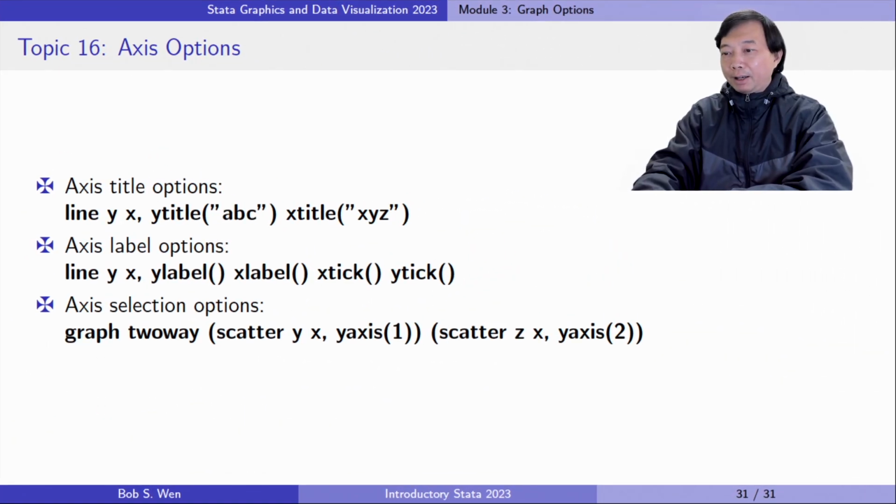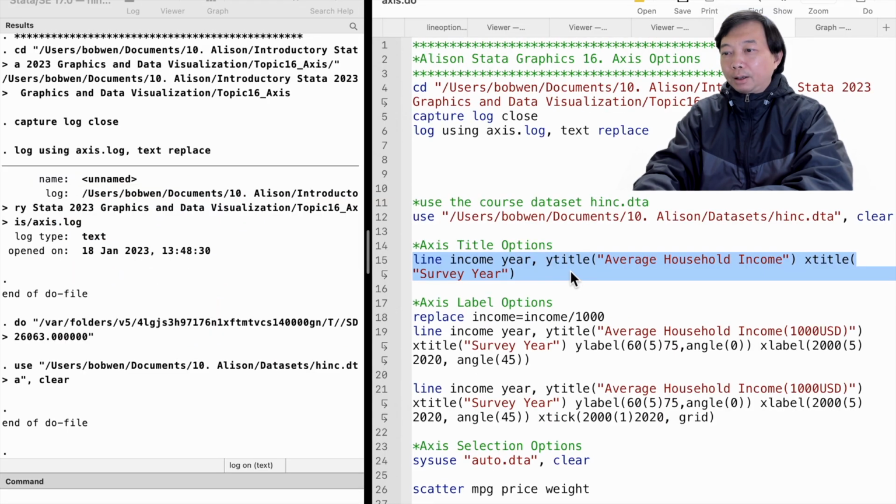We specify axis titles using the axis title option. The basic syntax is as follows. I use line plots as an example. In the graph, I give the y-axis the title average household income and the x-axis the title survey year.